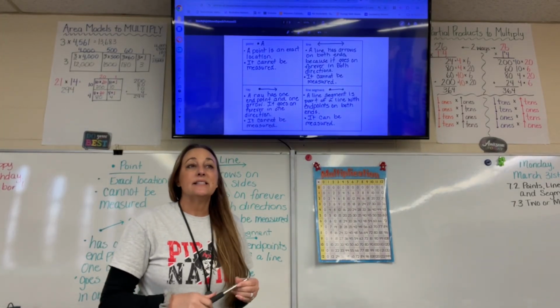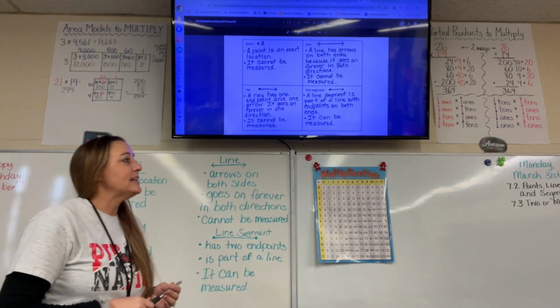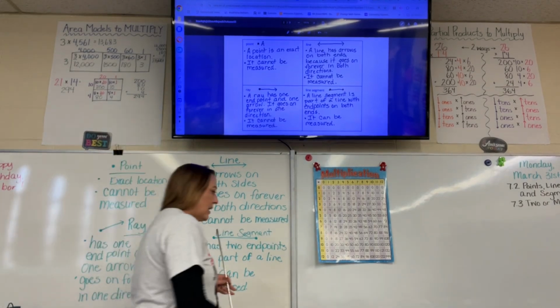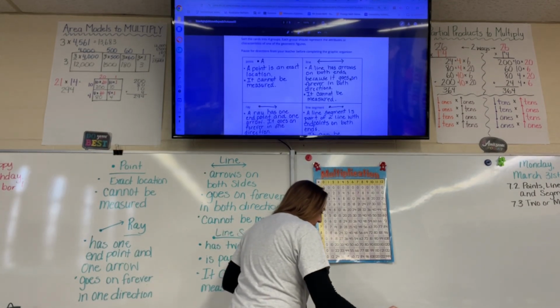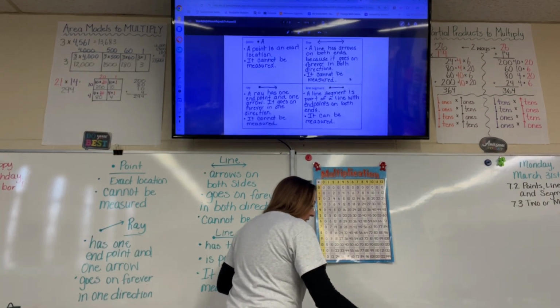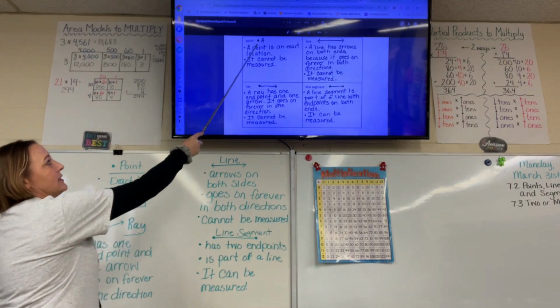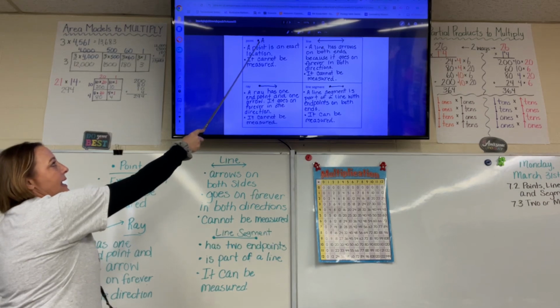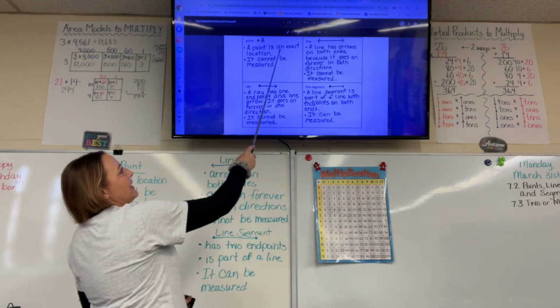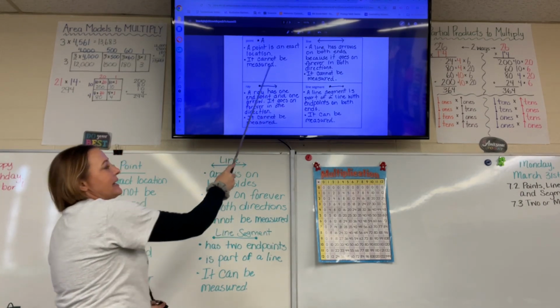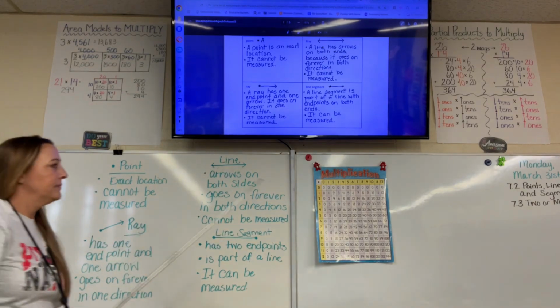Today we're doing lesson 7.2, points, lines, rays, and segments. All right, so we have done a card sort, and we found out that a point looks like this. This is point A. A point is an exact location, and it cannot be measured.